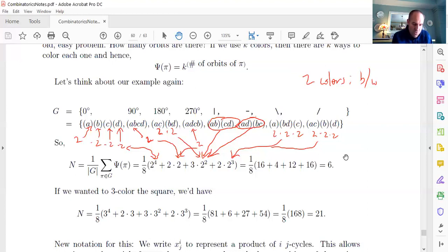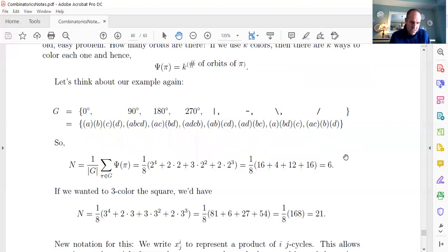Okay? What if you wanted to 3-color stuff? Well, now you can kind of see how this is going to work. Let's erase this and think about it again. If we were going to 3-color, you would say, okay, what about this guy right here? How many colorings are fixed? Well, I have 3 colors here. I can choose 3, 3, 3, 3, right? So there's 3 to the 4th total colorings that are going to be fixed by that permutation.